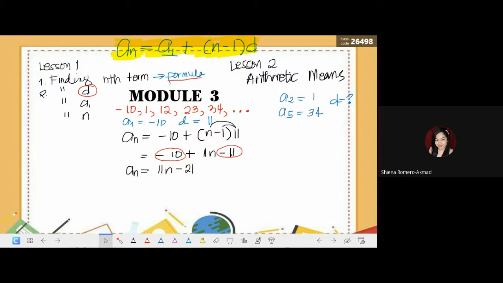Nagpapa-admit na naman. Nagpaka-angas talaga. 8:33 na. Nagpapa-admit pa kayo, no? Nagpaka-angas.